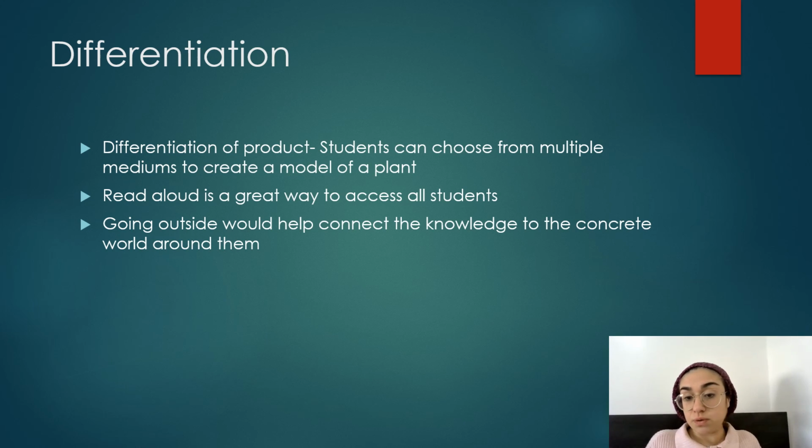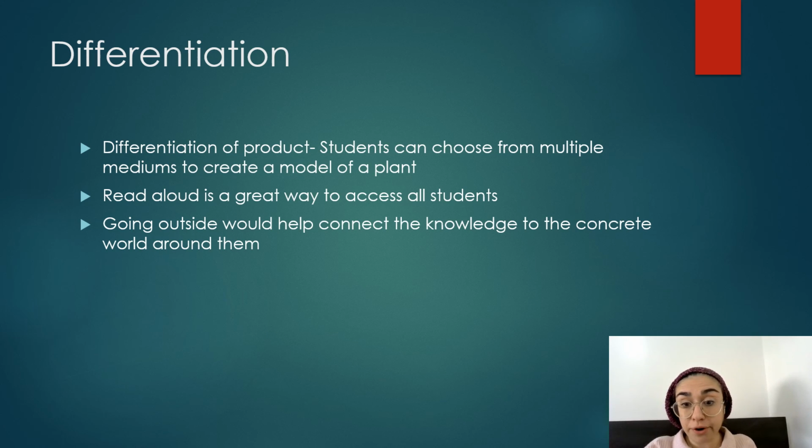So the best way to do this is through differentiation, getting all students to be able to learn. So I think one important aspect is a differentiation of product. She had the students create this model just by labeling a diagram. I believe, like I said before, the more dynamic model would be great anyways, but I think you can have students choose from multiple mediums to create the model of a plant. That way, different students could connect better to different things.